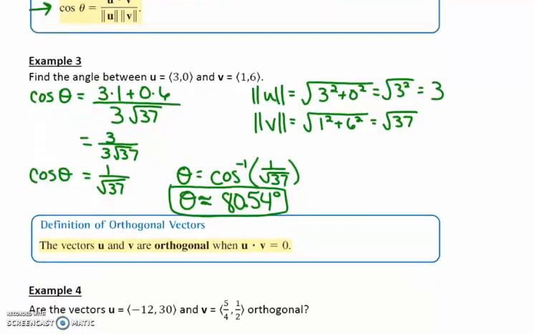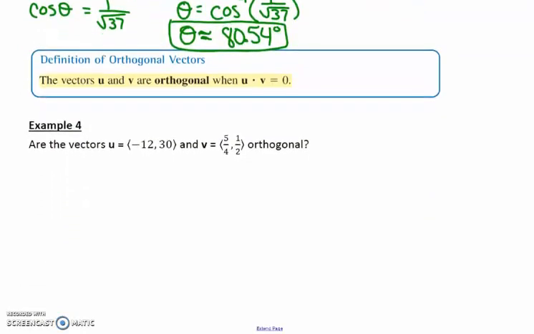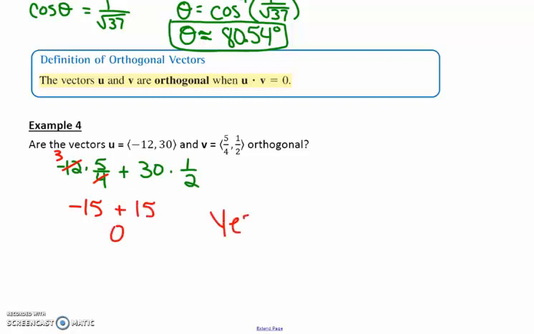All right, orthogonal vectors are when you do the dot product of the vectors and you end up with 0 as your answer. So let's see if these two vectors are orthogonal. So we have negative 12 times 5/4 plus 30 times 1/2. Well, negative 12 times 5/4, I would simplify that because 12 divided by 4 is 3, so I'm going to get a negative 15. And then half of 30 is 15. I get 0. So yes, they are orthogonal.